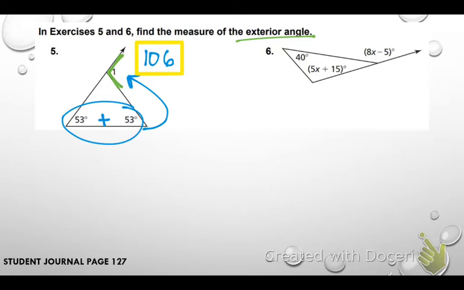Number 6, I know we're moving quick, but we just have to. Number 6, what are my two non-adjacent interior angles?